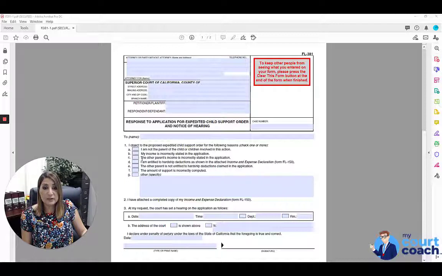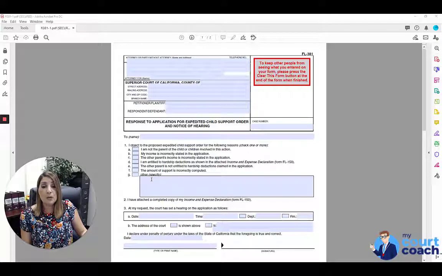If you believe it's incorrect because the other party has improperly stated their income, you would mark box 1C. If you believe you're entitled to hardship deductions and those were not considered as part of the opposing party's child support calculation, you would mark box 1D. If the other party gave themselves hardship deductions and you believe that's improper, you would mark box 1E. Or if you just believe that the calculation is incorrect, mark box 1F. Or if there's any other reason, there's a catch-all, 1G.